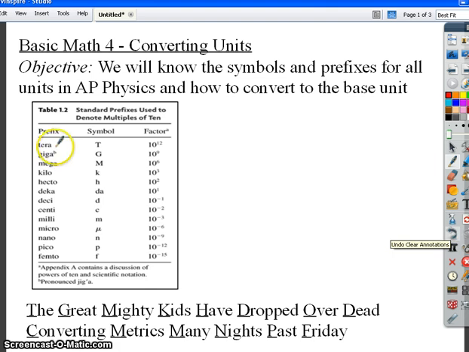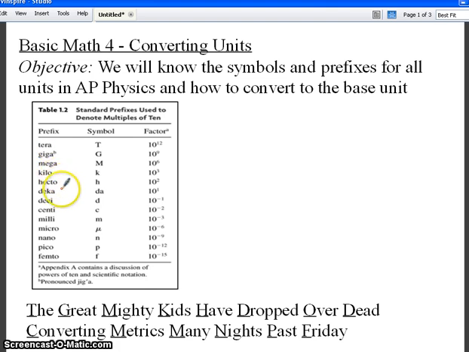So we have tera, giga, mega, kilo, hecto, deca, deci, centi, milli, micro, nano, pico, femto. And these are all the symbols for those. Capital T, capital G, capital M. Yes, that does matter, the capitals. Lowercase k, lowercase h, lowercase da, lowercase d, lowercase c, lowercase m. This is the Greek letter mu. It's like a funny looking U. Lowercase n, lowercase p, lowercase f. So these are all the ones.